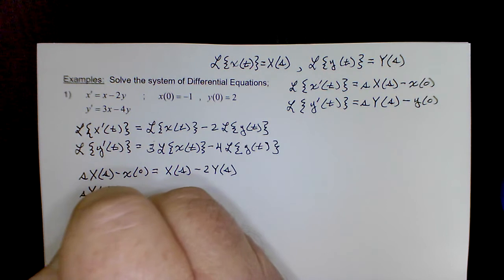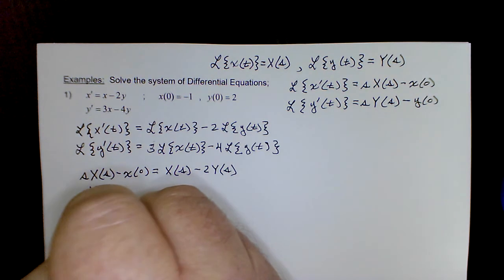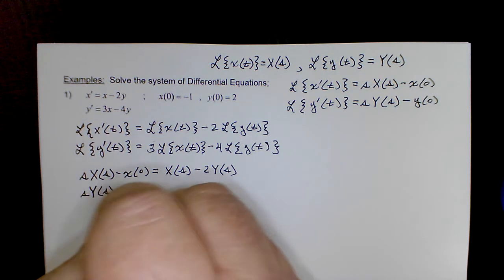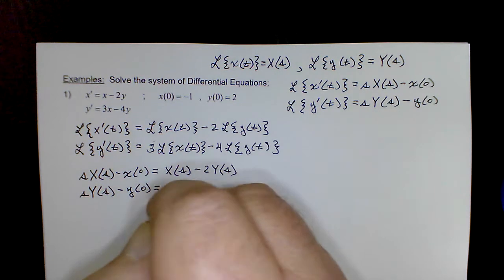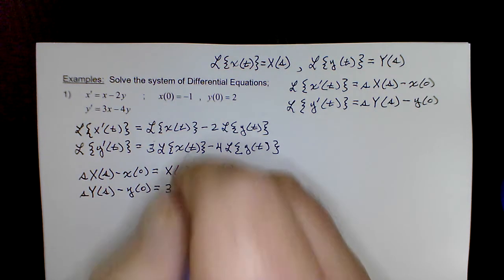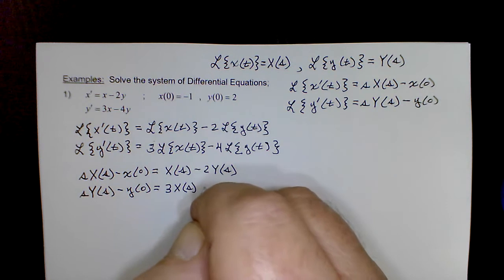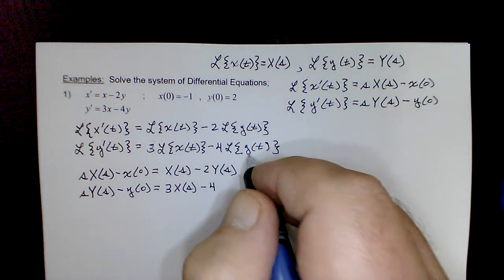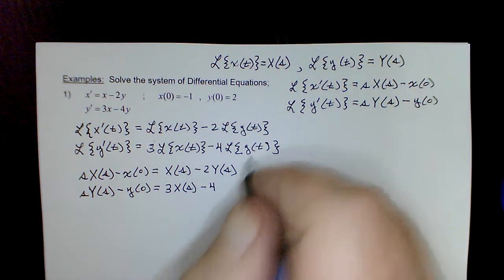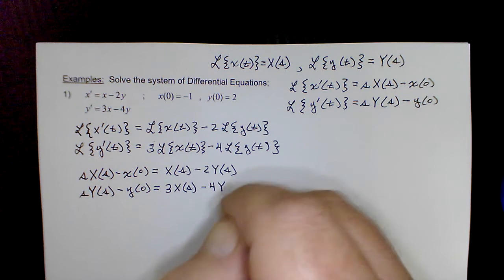And now for the second equation, the Laplace of y prime of t is s uppercase Y of s minus y of 0, and that equals 3 times Laplace of x of t, uppercase X of s, and then minus 4 times Laplace of y of t, uppercase Y of s.